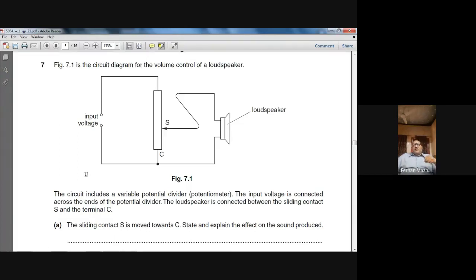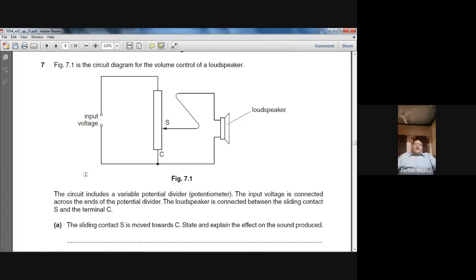If the R2 value, or the resistance between S and C, decreases, the voltage drop across it will decrease. The voltage fed to the loudspeaker will decrease, and the sound will become less dense. The sound will become fainter. So connect this whole thing with the topic of potential divider and the formula of the potential divider.